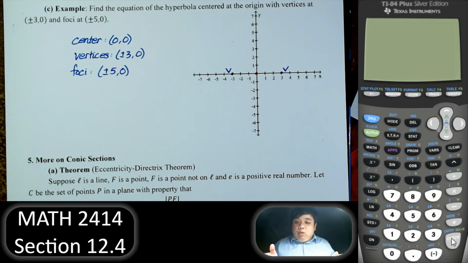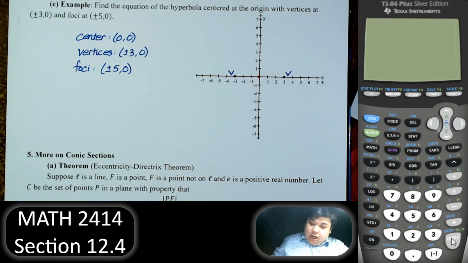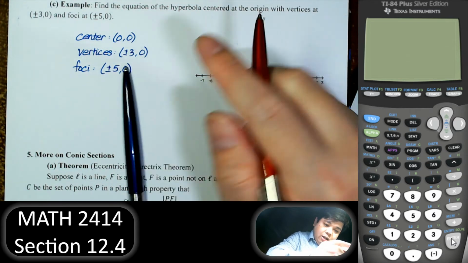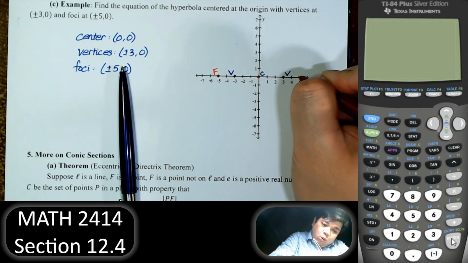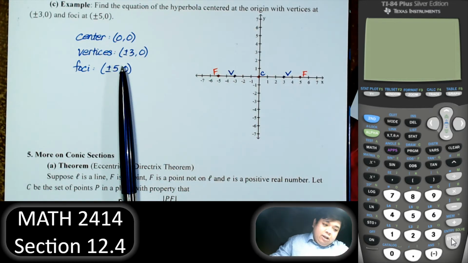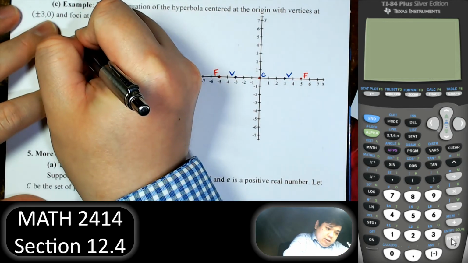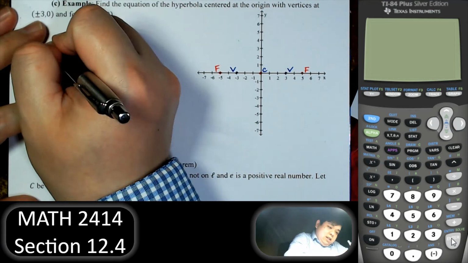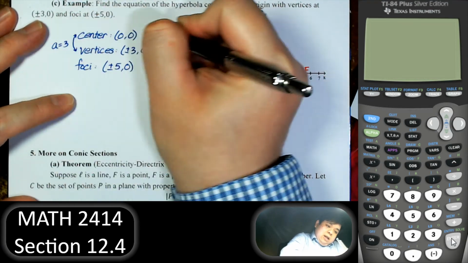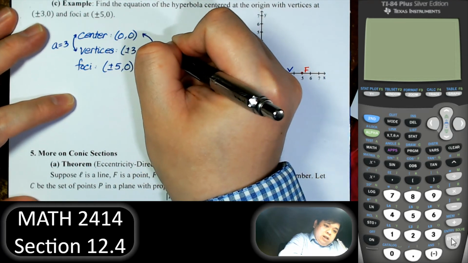So we'll go 5 units to the left and 5 units to the right on the x-axis. The center is here, with one focus here and one focus there. Now the distance from the center to the vertex is going to be a, and the distance from the center to a focus is going to be c.